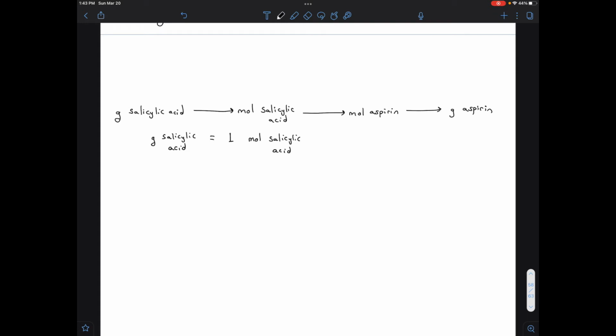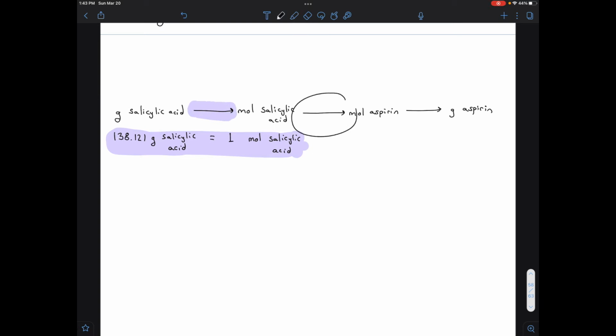You can find the molar mass using either the periodic table, or you could look it up either online or in a chemistry handbook like the Merck Index or the CRC handbook. If you were to look it up or calculate it, you would find that the molar mass of salicylic acid is around 138.121 grams. So that's how many grams of salicylic acid there are in 1 mole of salicylic acid. So you would use this conversion factor to do this first conversion.